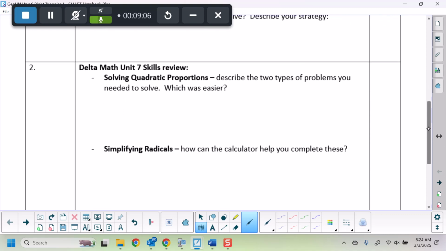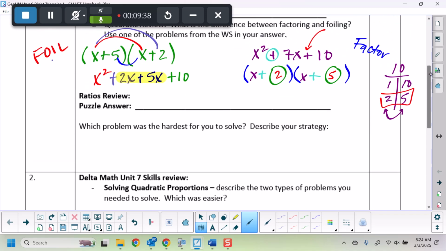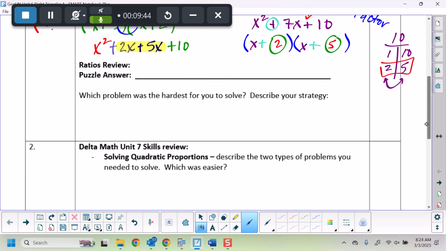Ideally, we'll have some work time today. And during that work time, you can work on this, you can work on your Delta Math that was from this assignment, or you can work on today's Delta Math. This piece of paper is going to be due at the end of our unit. So I'm going to give you a lot of time to work on it, but I want you to keep plugging away. The Delta Math has some unit skills review. The quadratic proportions is going to put you into two circumstances. Some of the quadratics that you are going to solve are going to have this middle term. Some of them are not, and I want you to pay attention to how you solve each of them.